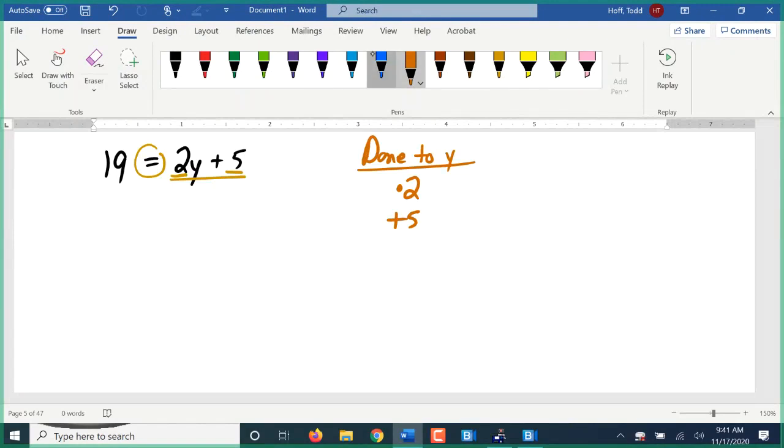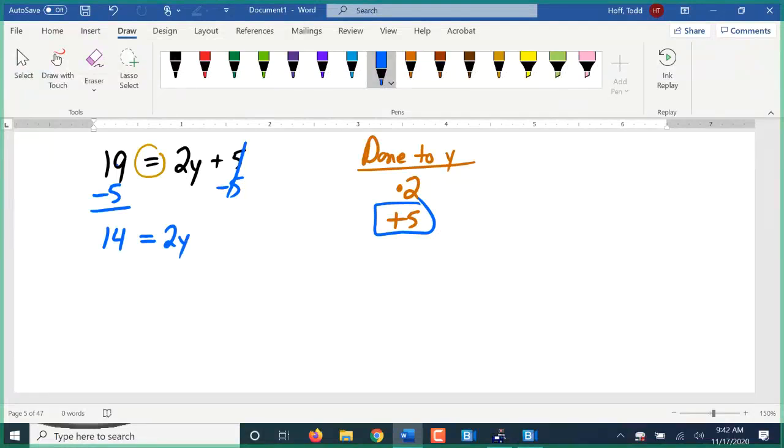So to take this apart, remember we take off the last piece first. Adding 5 is the last piece that was put on. To take that off, the opposite of adding 5 is subtracting 5. So we'll subtract 5 on the left side, and we subtract 5 on the right side to cancel out the adding 5. 19 minus 5 is 14, equals, on the right side, what's left is the 2y.